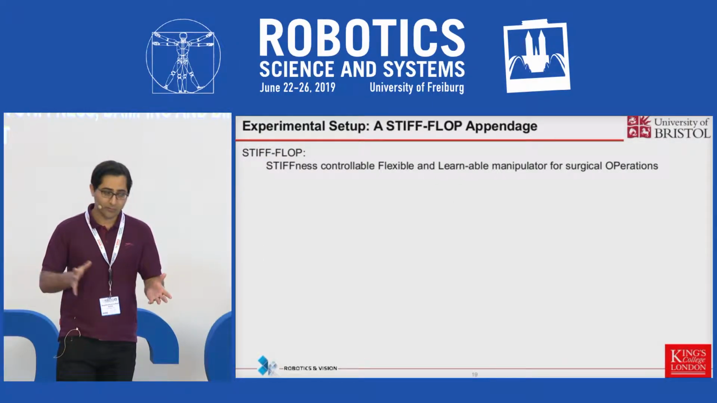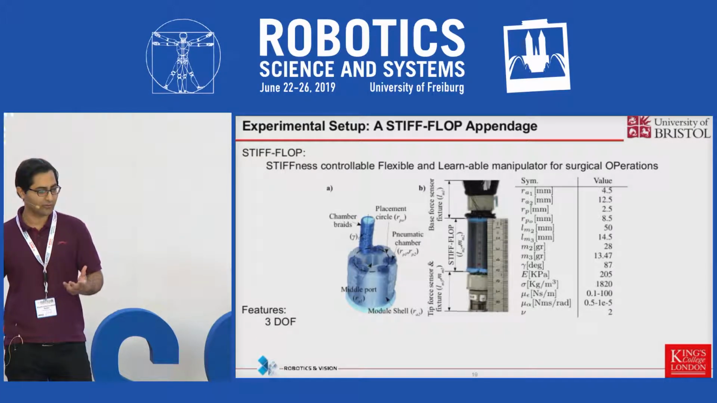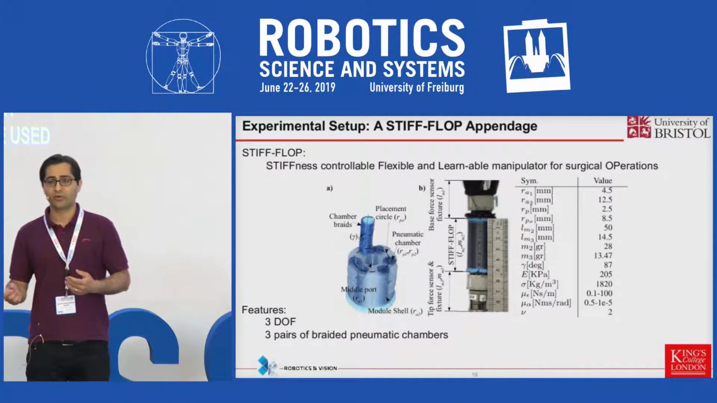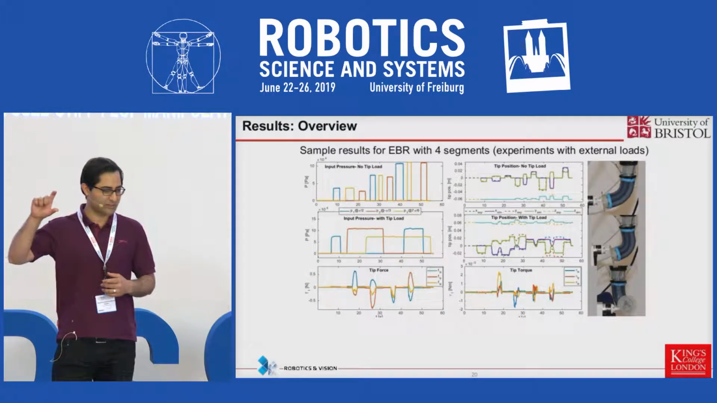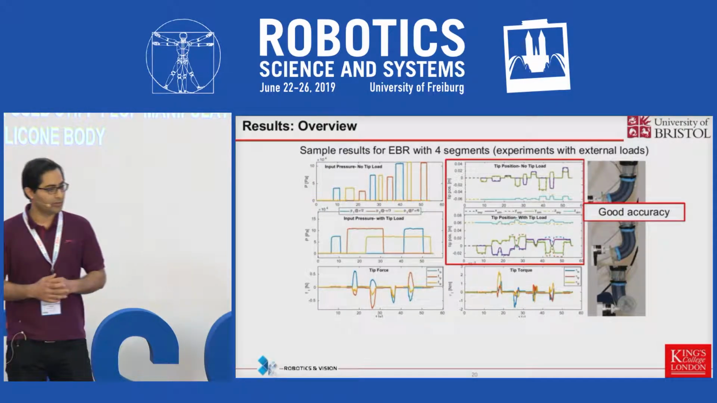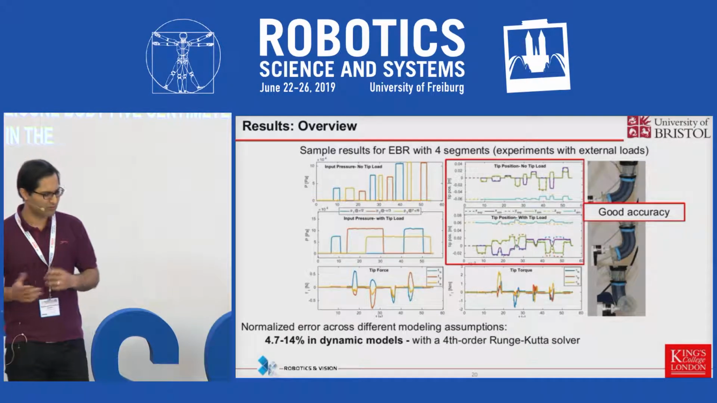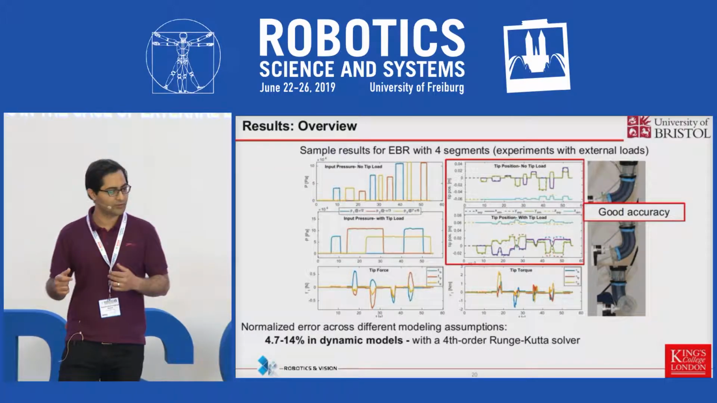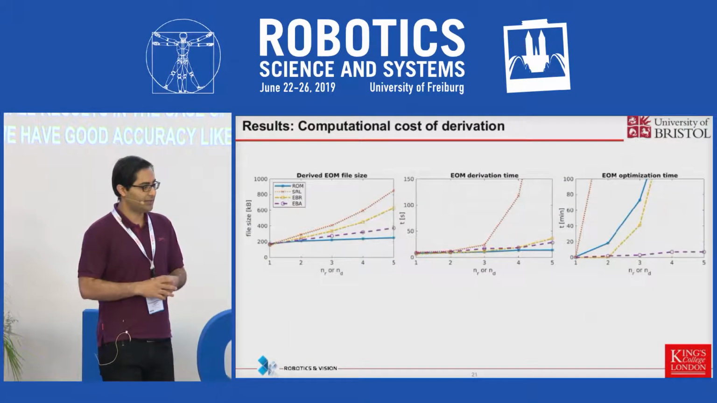So for the experimental study, we used a STIFF-FLOP continuum manipulator, 3 degrees of freedom, 3 pairs of pneumatic chambers, and a silicone body. It's like 5 centimeters long. Here are sample results. In the case of external load being present, we have good accuracy, like 5 to 14% error for dynamic and 8 to 19% error for static models.